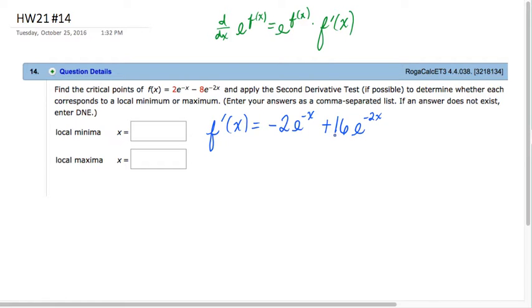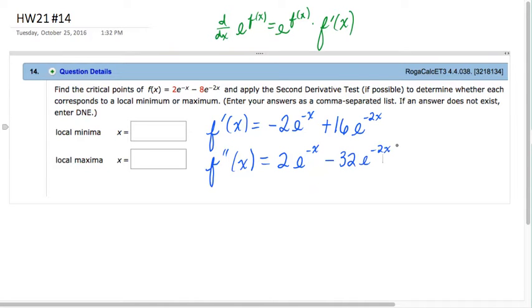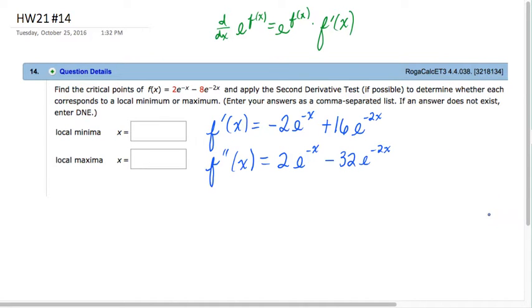So that's f prime. So we need f double prime. Same process again. Bring the negative down so we get 2 e to the negative x minus 32 e to the negative 2x. Okay, find the critical values.